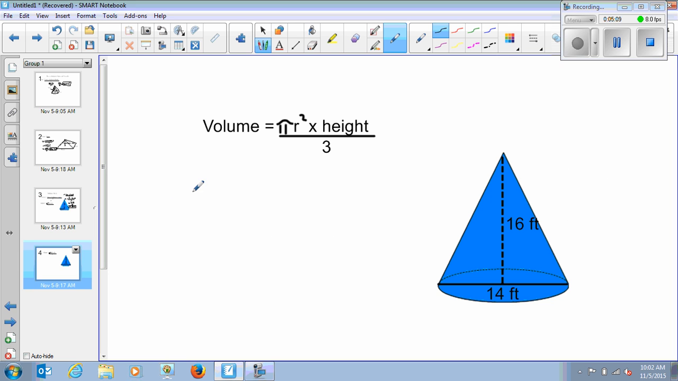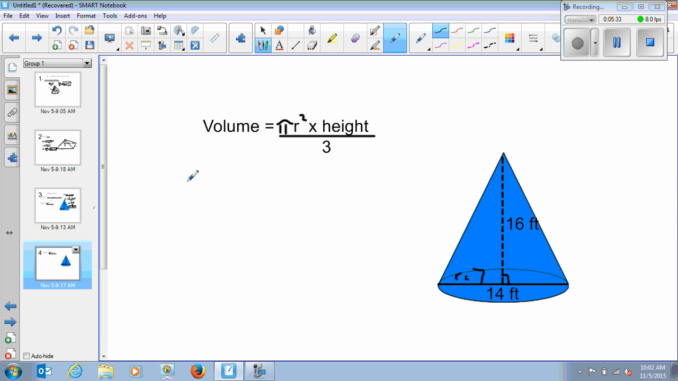Let's try another one. So here we have a similar cone, but look, on the circle here, we actually are not given the radius. So I'm going to have to figure out what the radius is. This is called the diameter. It's the whole way across the circle. The radius actually ends up being half the diameter, so our radius in this case is going to equal 7. That's very important. If they give you the diameter, you need to be able to find the radius.